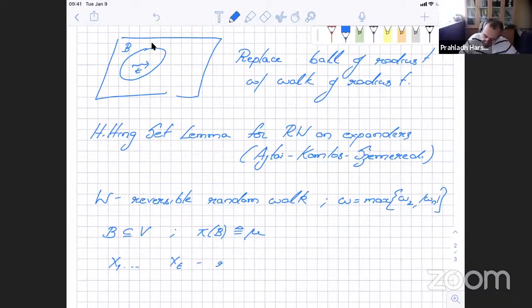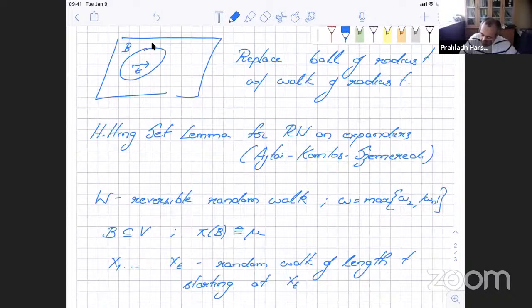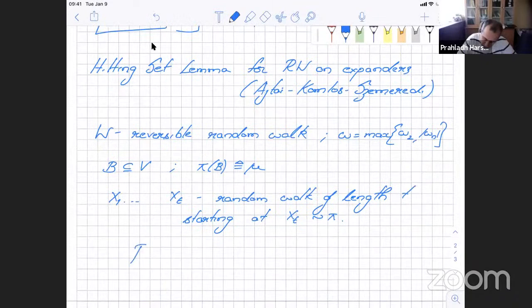And let x1, x2, ..., xt be a random walk of length t starting at x1, which is distributed according to the stationary distribution. So the first one you pick according to the stationary distribution, and then you take a t-step walk. What we look at is the probability that for all i in [t], xi is in B.